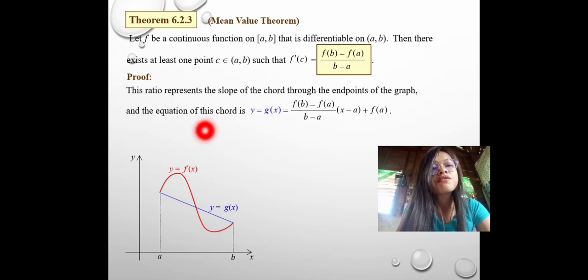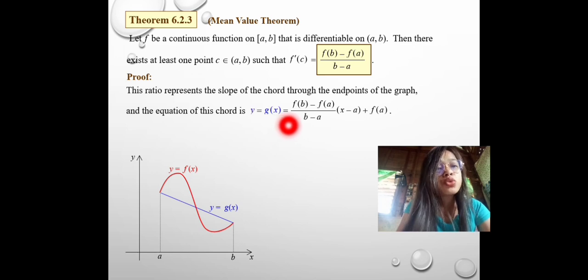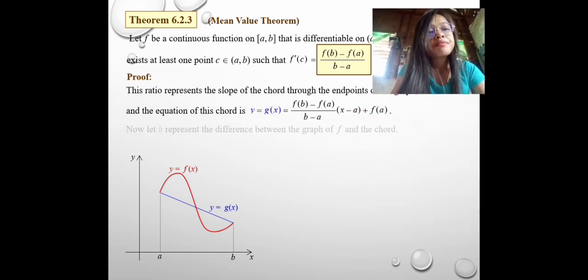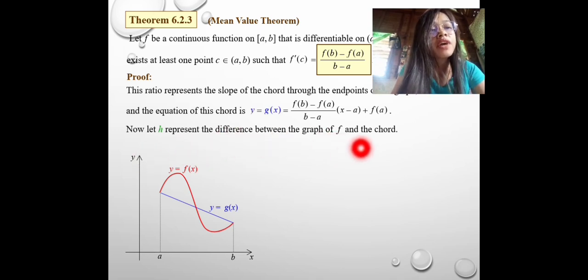And the equation of this chord is y equals g of x, where g of x is equal to f of b minus f of a, all over b minus a, multiplied by the quantity x minus a, plus f of a. Now let h represent the difference between the graph of function f and the chord.